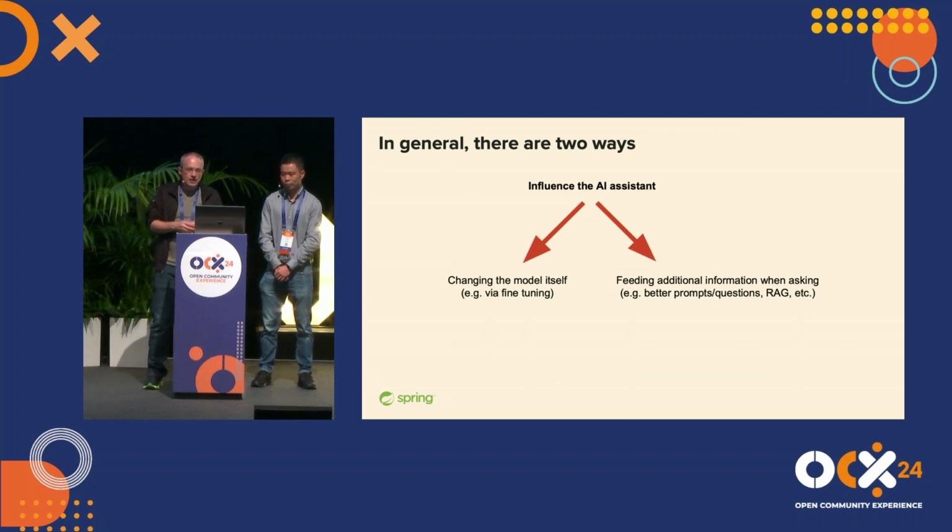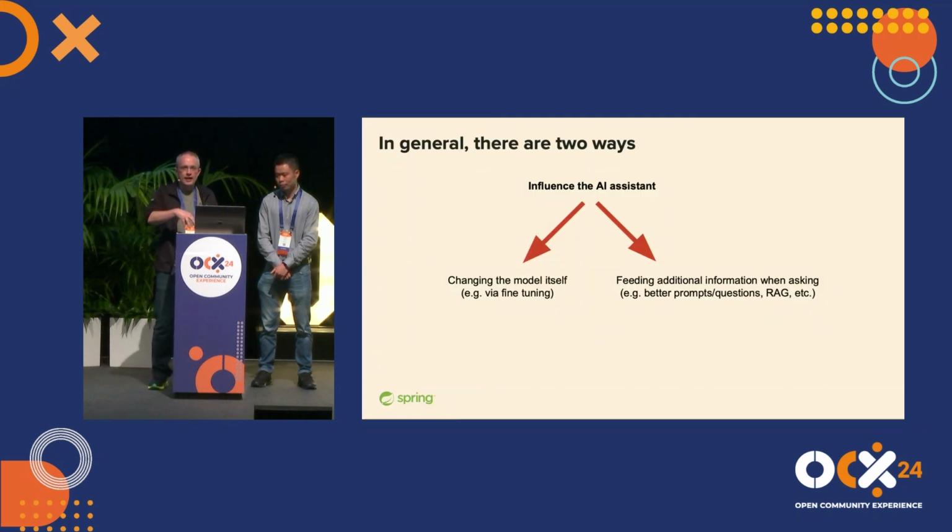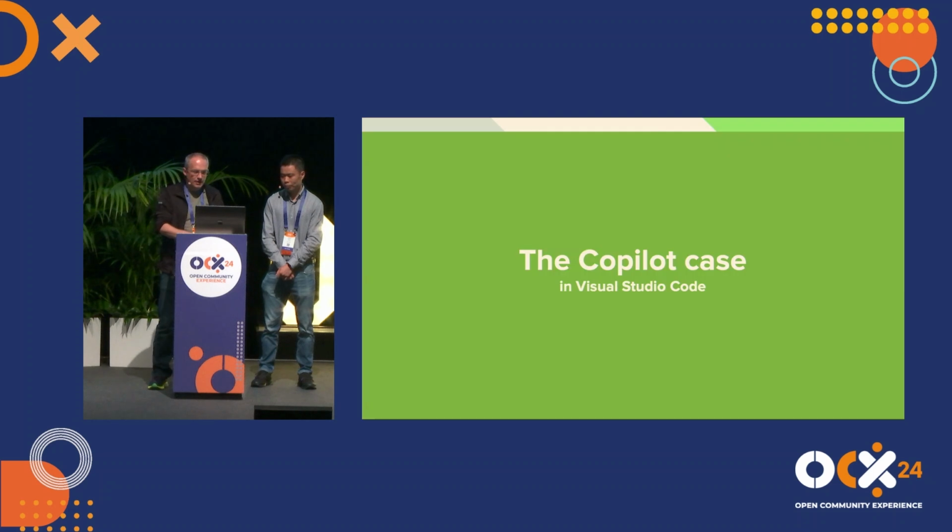And since we would like to be flexible about the models that people use, we tend to look at the right side of this slide, right? We think about how we can modify and improve the experience of using those AI assistant models when we cannot influence the model itself because it's running somewhere else.